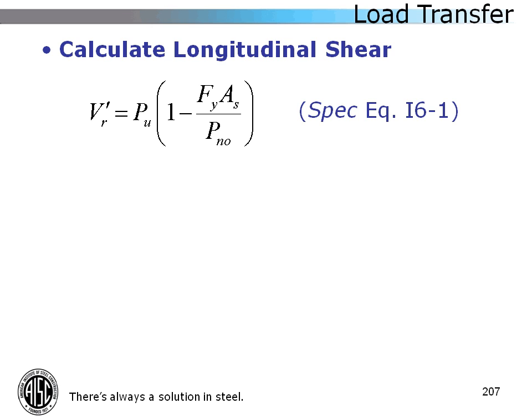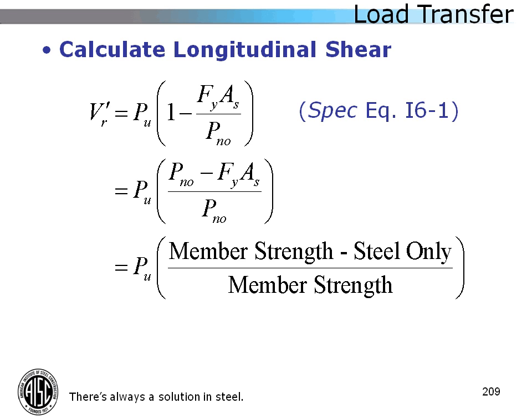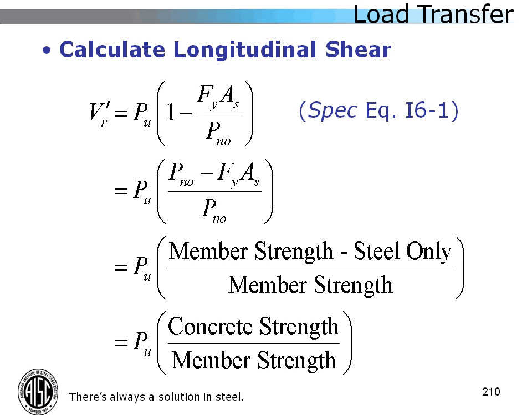Now, if you recall previously, we sort of did this with common sense. We just looked at it. And you can actually back common sense out of the specification equation. So if you back P sub no out, your equation looks like this, and then you substitute the words for the variables. In this case, this equation is simply equal to member strength minus steel-only strength over member strength, which is equal to concrete strength over member strength.